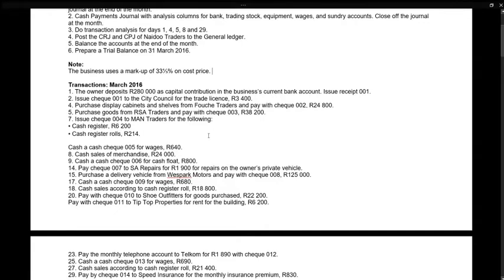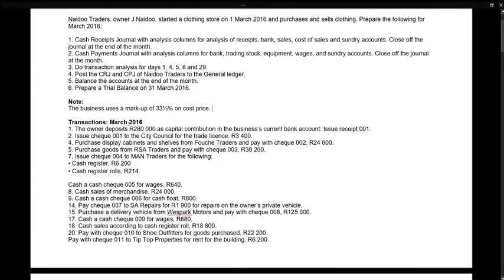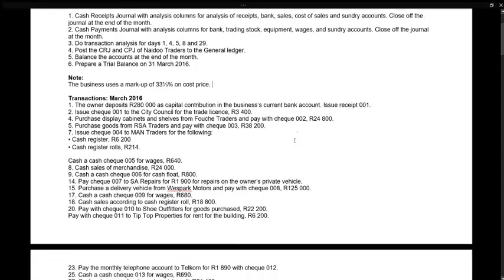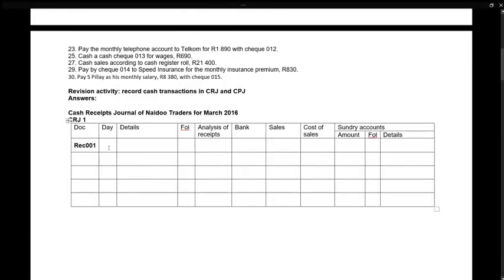So, transactions for March 2016. The owner deposits 280,000 Rand as capital contribution in the business's current bank account. Issued receipt 001. Very importantly, it's a direct deposit into the business's bank account. Once again, we always look at this from the business perspective, not the owner. The business issued receipt 001. It took place on the 1st. Who did we receive money from? From J. Naidoo.